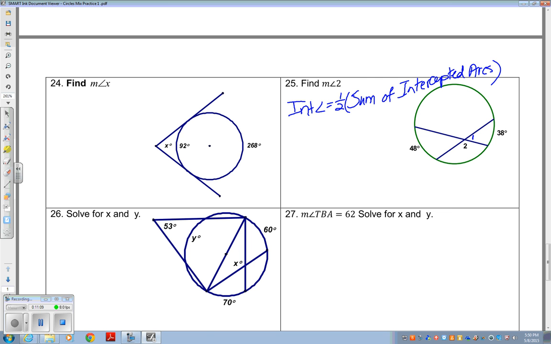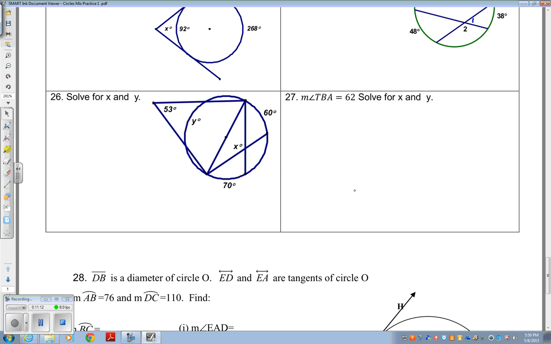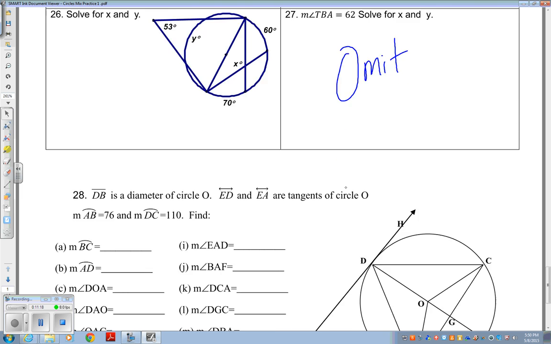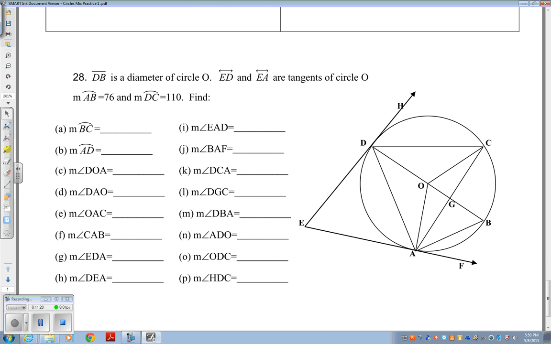Okay, so 26, the combination. Obviously, we're going to omit 27 because the picture is missing. And then 28, you have a combination using all your properties, all your relationships, whether it's a central angle, inscribed angle, interior angle, exterior angle, or a tangent to a radius, to fill in the missing angles or arc lengths.